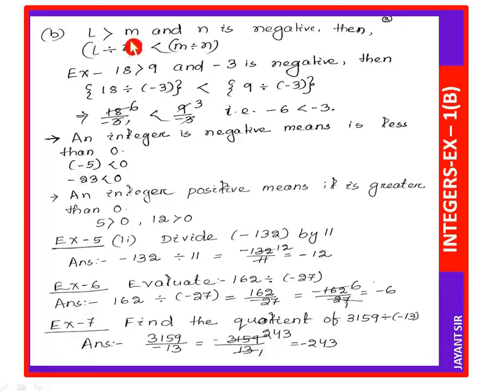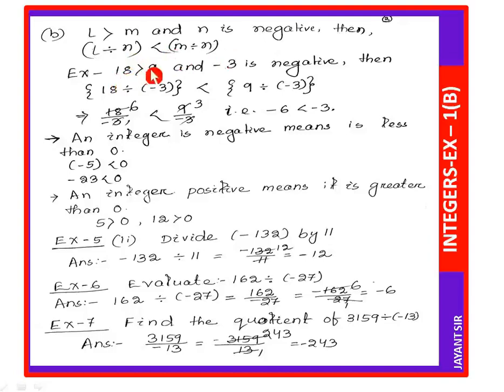Next, if L is greater than M and N is negative, then L divided by N is less than M divided by N. Once again, L is greater than M. In the previous case I said N is positive, but here N is negative. If N is negative, then L divided by N is less than M divided by N.